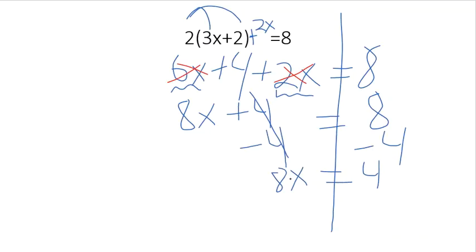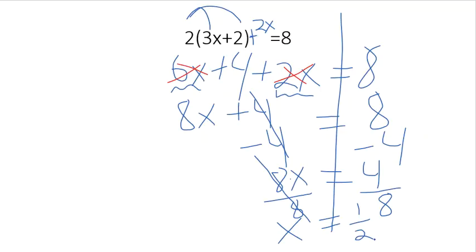8x is the same as 8 times x. To undo multiplication, we divide by the opposite. We do the opposite, just dividing by 8. If we divide by 8 on one side, we need to divide by 8 on the other. 8 divided by 8 is 1, so we can cross it out, leaving us with x is equal to 4/8, or you can simplify that down to 1/2, because 4 is a half of 8.